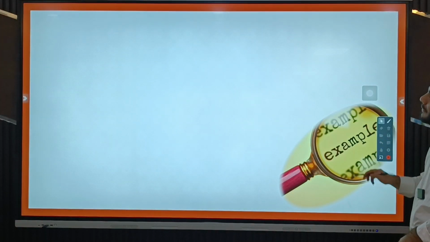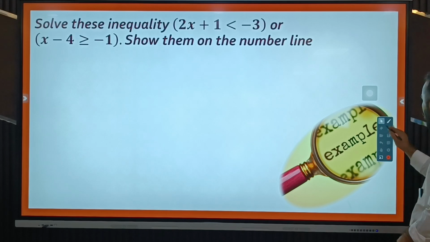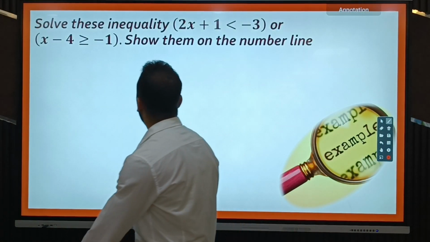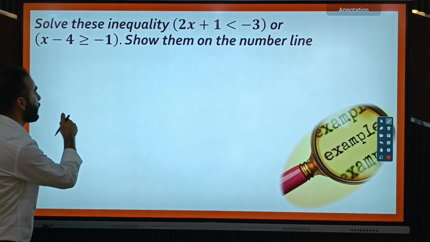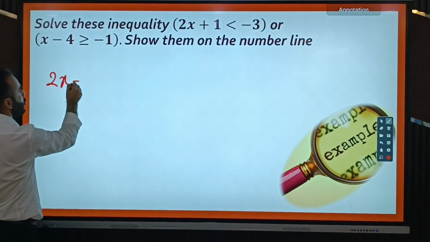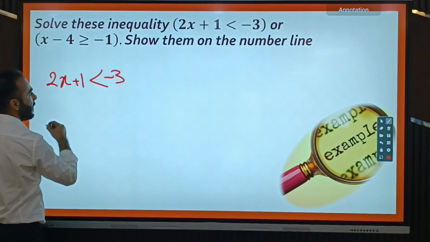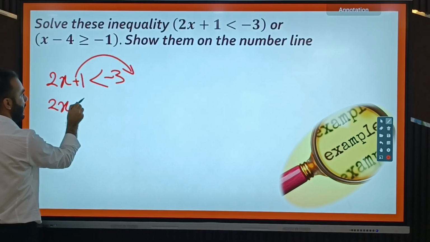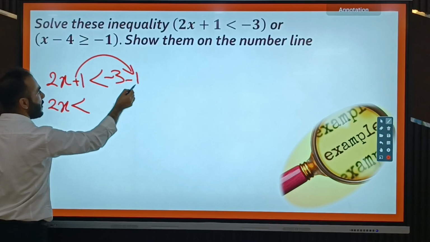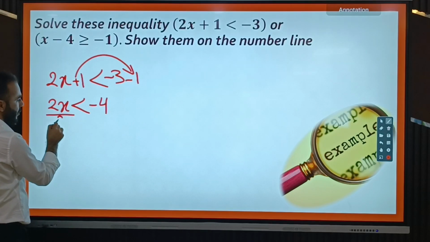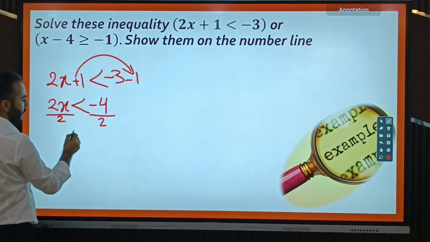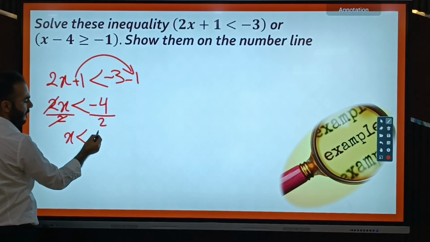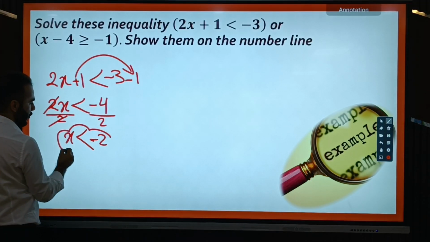How about OR? Okay, for OR we have got union. What I mean by union, we will find it out right now. So we have got two inequalities. First one is 2x plus 1 less than negative 3. Move this one to the other side. So we are going to have 2x less than negative 1 minus 1, negative 4. Divided by 2, divided by 2. So x is going to be less than negative 4 divided by 2, negative 2. That is the first solution.